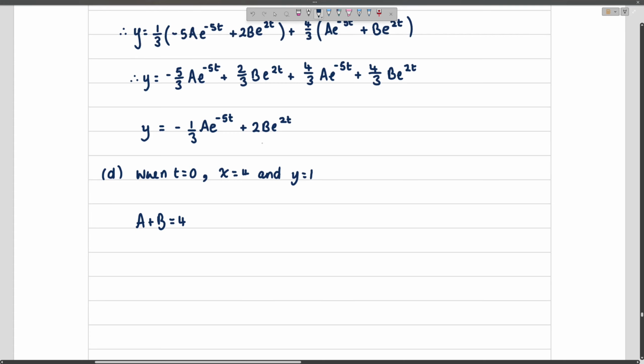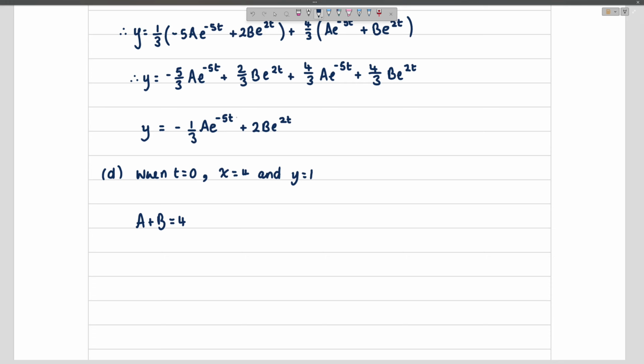And doing the same here then with y. So y is equal to 1. So I get minus 1 over 3 times Ae to, well, e here is to the power of 0, right? Because t equals 0 here, that's our initial condition. So minus 1 over 3A times 1. Just get minus 1 over 3A.